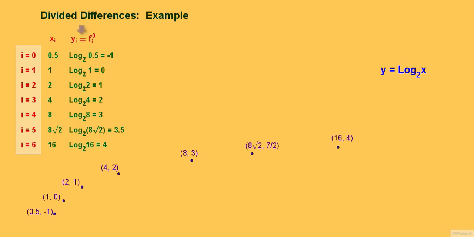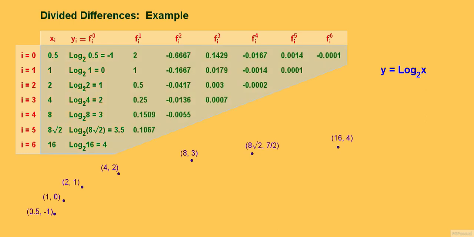Note that we have designated the y-coordinates as f superscript 0 sub I, although we found these values without dividing and without taking differences. Since I goes from 0 to 6, the divided differences go from f superscript 0 sub I to f superscript 6 sub I. Here are the divided differences. So how do we get this table using a spreadsheet?